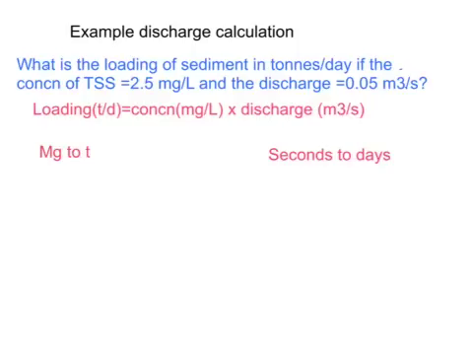This is an example calculation for discharge, and in this example we are calculating the loading of sediment in tons per day. Here we have a concentration of total suspended solids of 2.5 milligrams per liter and the discharge being 0.05 cubic meters per second. These are just parameters that I've shown for the example.